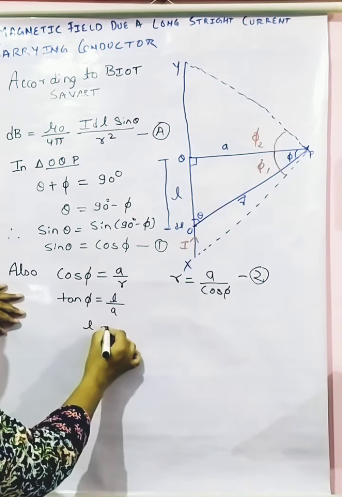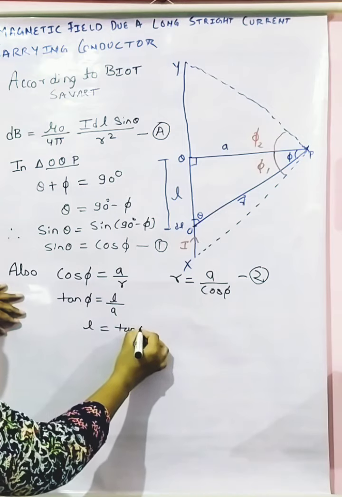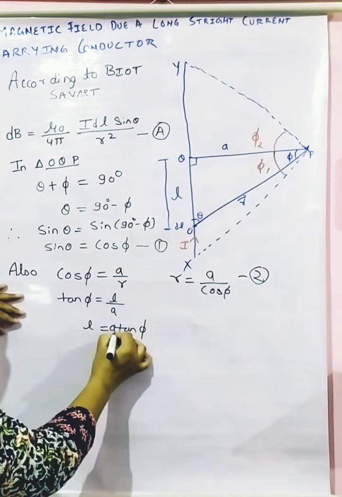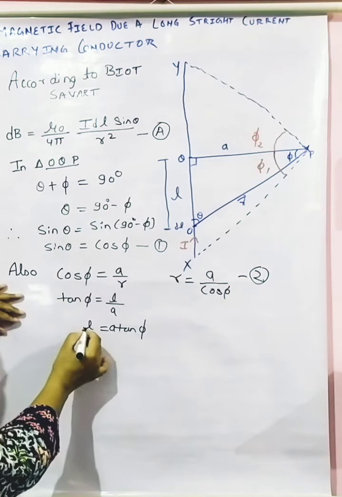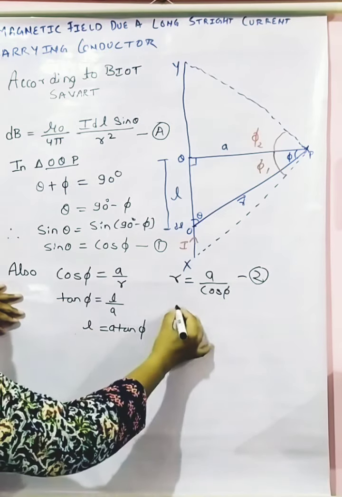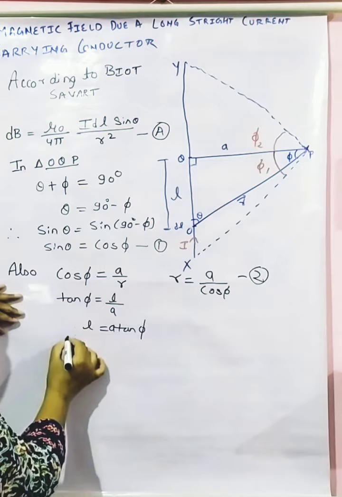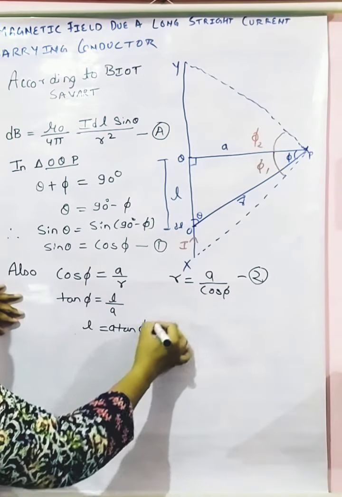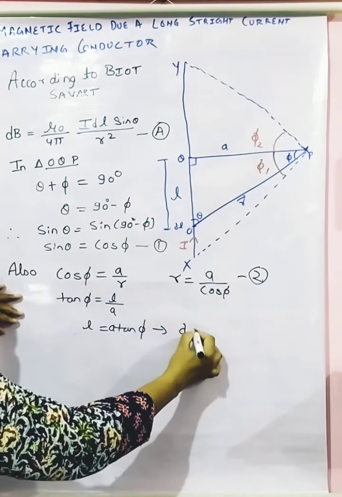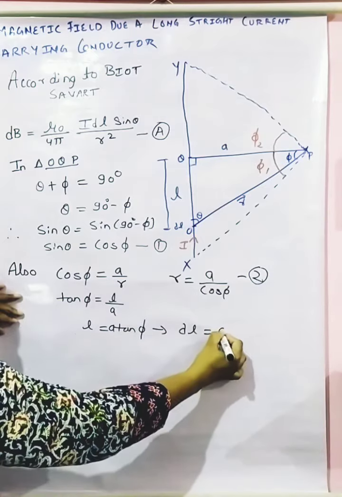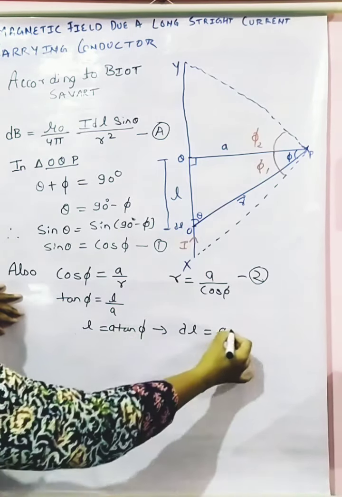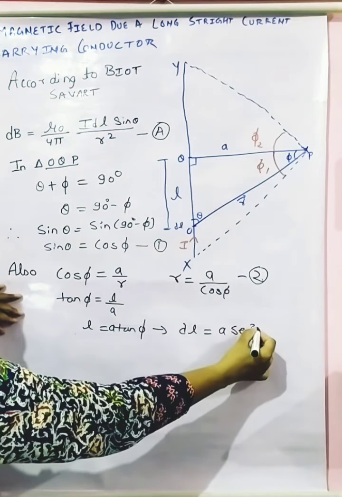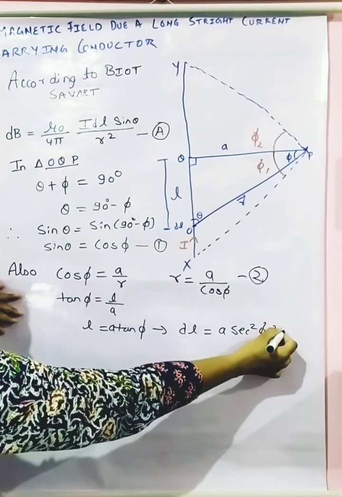So L is equal to what? Tan phi into A, so A into tan phi. Let us differentiate this, dL. When you differentiate this dL, what do you get? Here dL is equal to A, which will come as it is, right? We have to differentiate tan phi, which will be sec square phi d phi, correct?